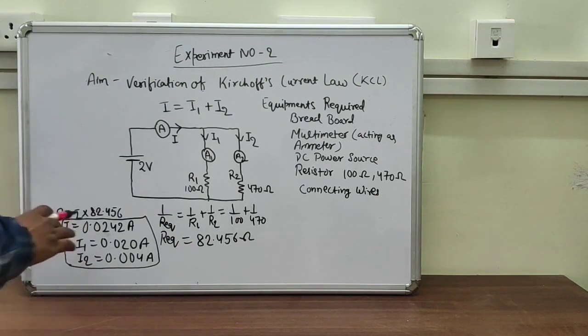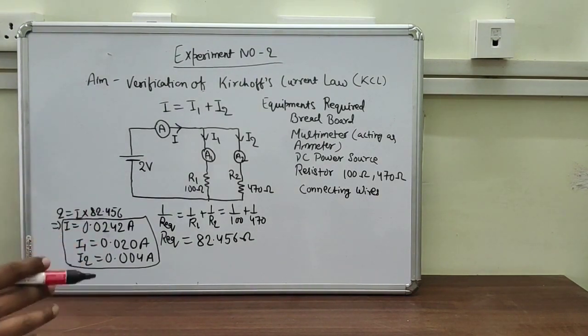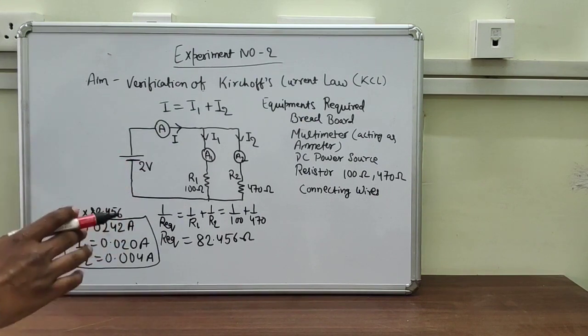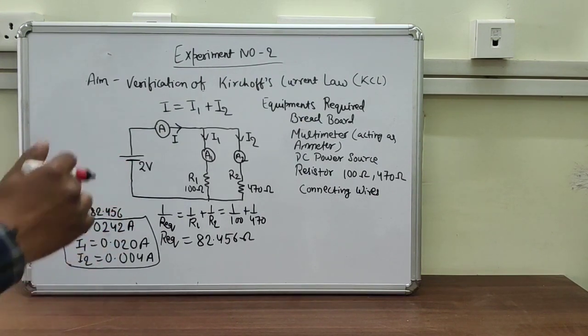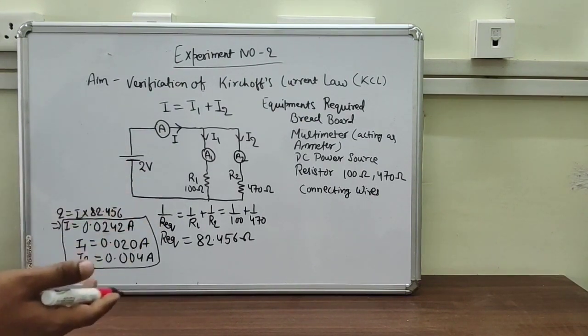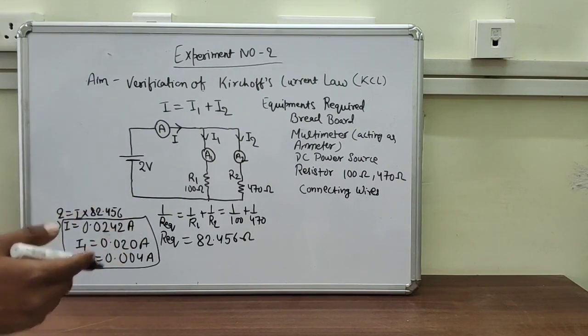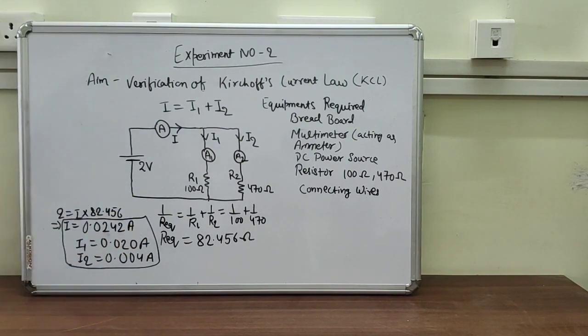Just see here, this I is equal to I1 plus I2 theoretically. Now we have to find out whether this also happens practically or not. So we will now move on to our hardware part to find the data of these currents.